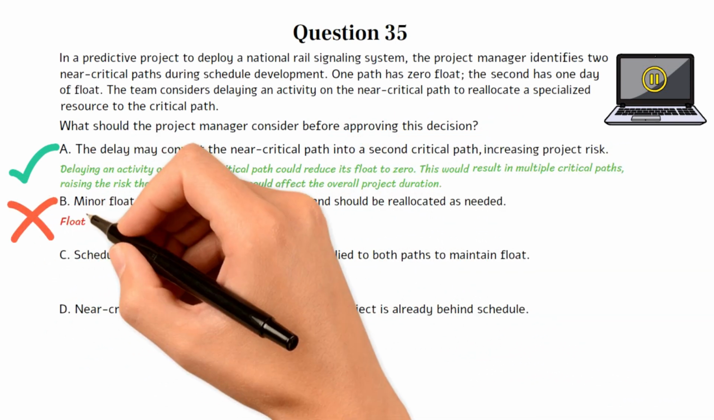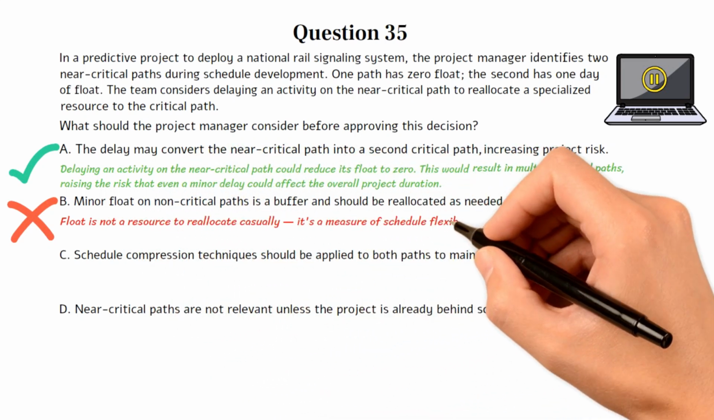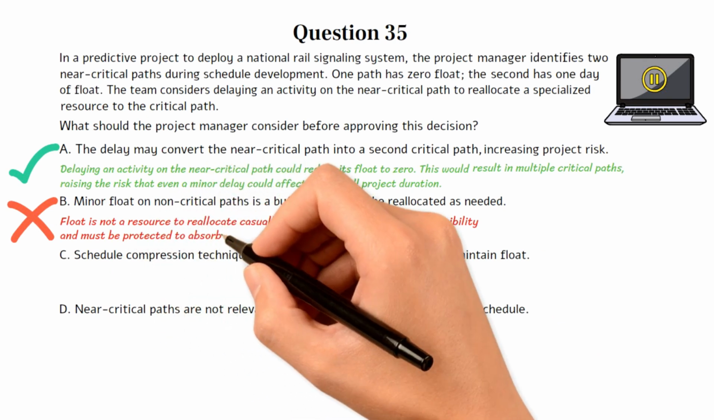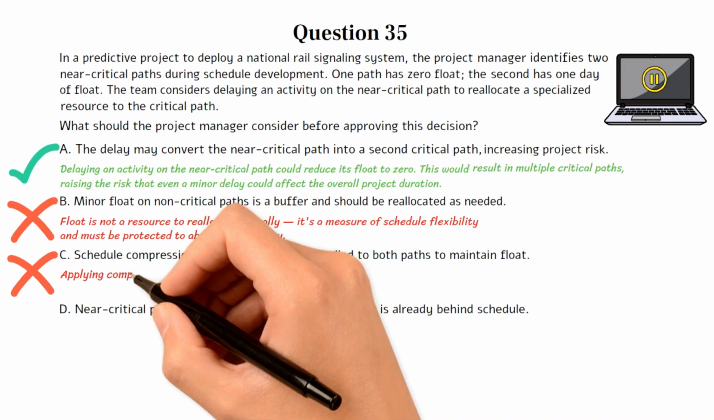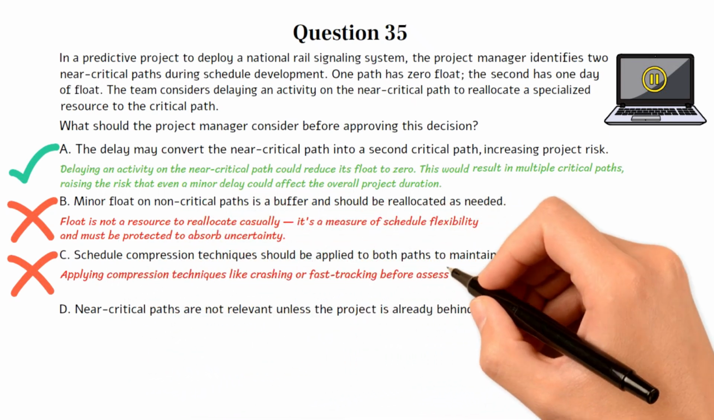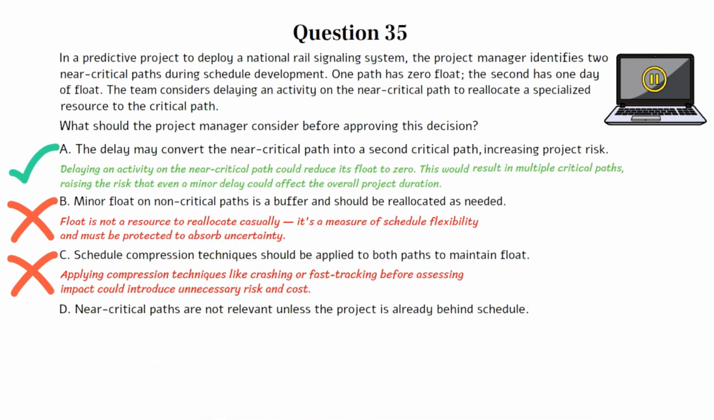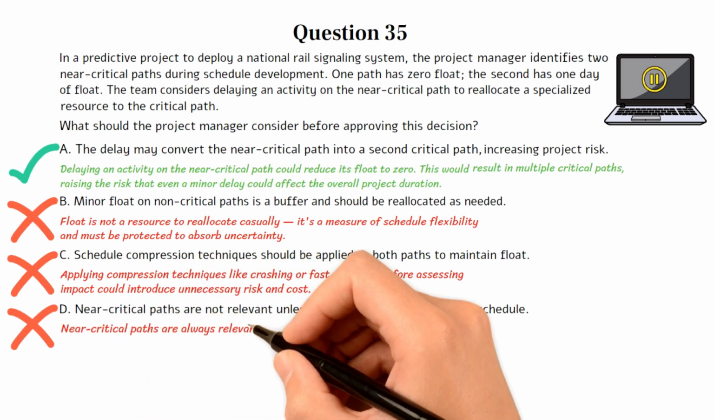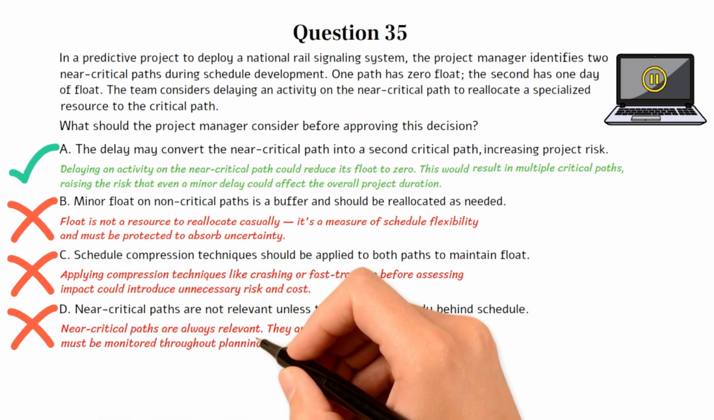Choice B is incorrect. Float is not a resource to reallocate casually. It's a measure of schedule flexibility and must be protected to absorb uncertainty. Choice C is incorrect. Applying compression techniques like crashing or fast-tracking before assessing impact could introduce unnecessary risk and cost. Choice D is incorrect. Near-critical paths are always relevant. They are a sign of schedule sensitivity and must be monitored throughout planning and execution.